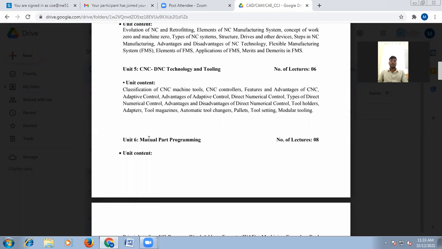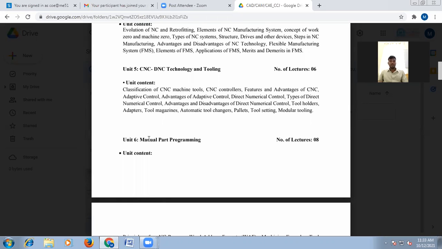Whatever we are producing as a product at the time of the CNC machine, using the CNC machine, how many types of tool holders are there, what are the actual functions of those tool holders, what are the actual benefits of the tool holders, that we will see in chapter number 5.